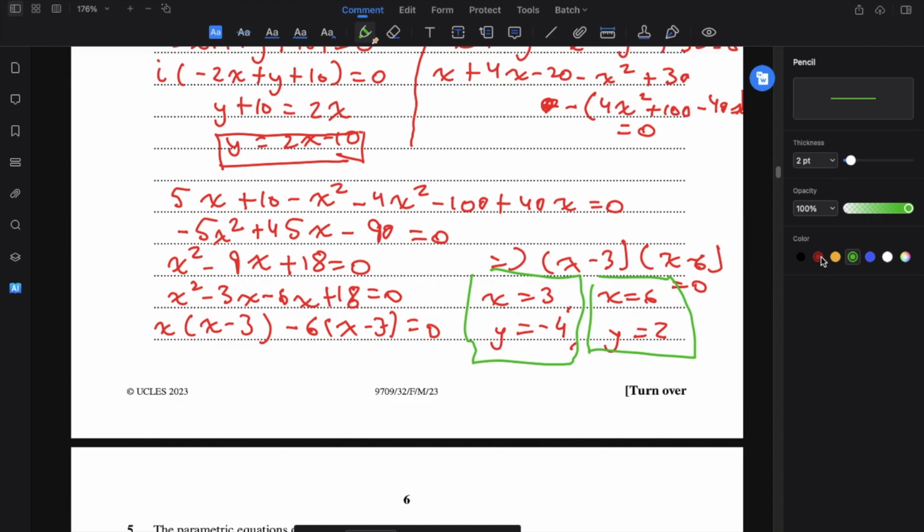Since our format is z equal to x plus iy, our first answer is 3 minus 4i. This is our first answer. And our second answer is 6 plus 2i. So now we have two answers, 3 minus 4i and 6 plus 2i.